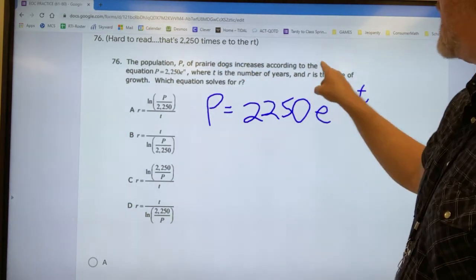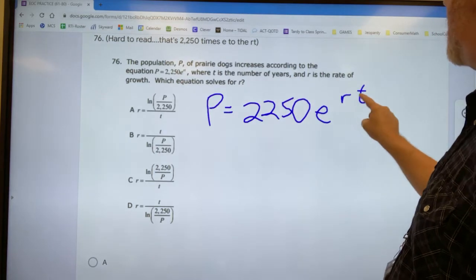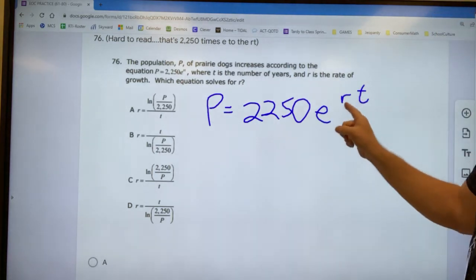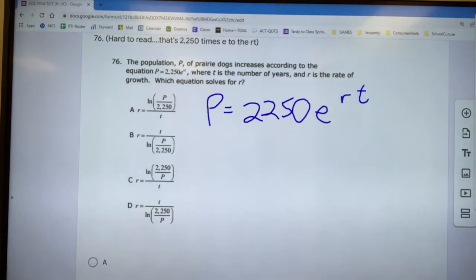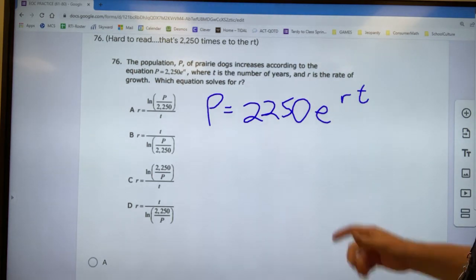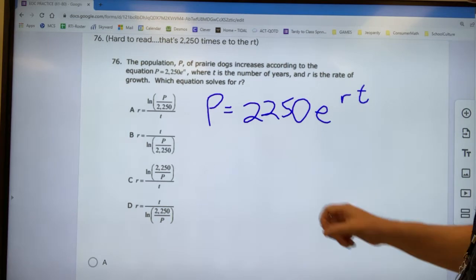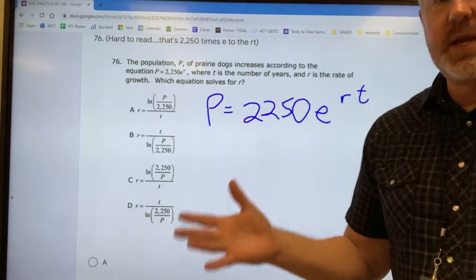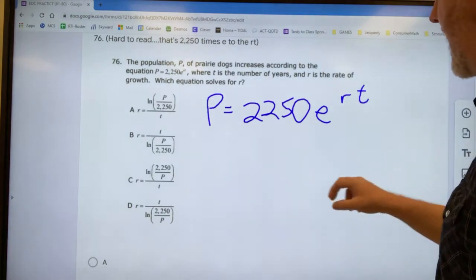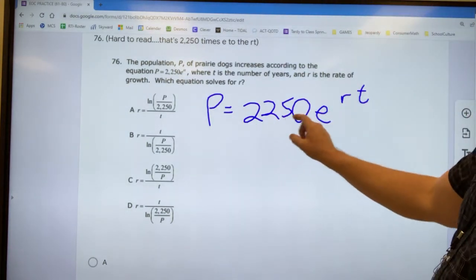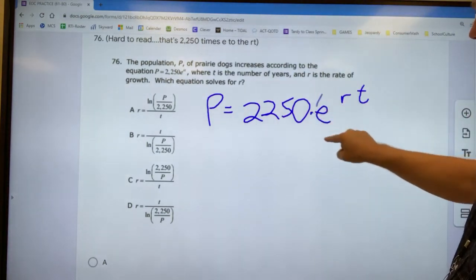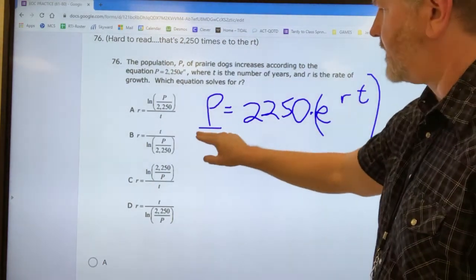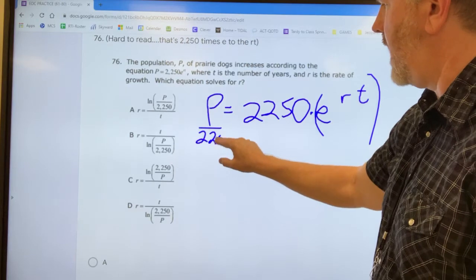The population increases, where T is the years, R is the rate. What equation solves for R? All right, what equation solves for R? So we've got to solve for R, meaning we don't know what T is. We know what E is. E is a number, but we can't do anything with it yet. So let's go ahead and get rid of that 2250. It's 2250 times this value. That value we don't know. We just need to get rid of this. So I'm going to divide both sides by it, okay?